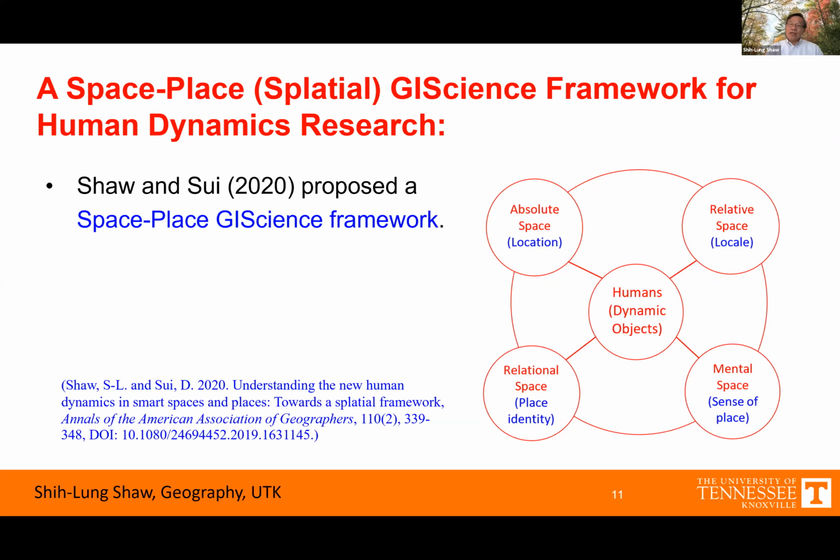And in terms of all kinds of activities and interactions that humans do, we bring in 4 concepts of space: absolute space, relative space, relational space, and mental space, as well as 4 concepts of place: location, locale, place identity, and sense of place. And we put all of them into this framework. The outer circle on the diagram indicates that these different concepts of space and place are not independent from each other. They are actually linked with each other and interacting with each other, or entangled with each other. So next, let me explain these concepts and this framework.